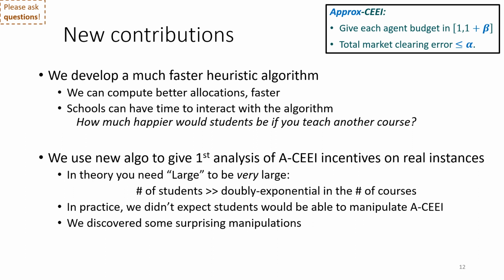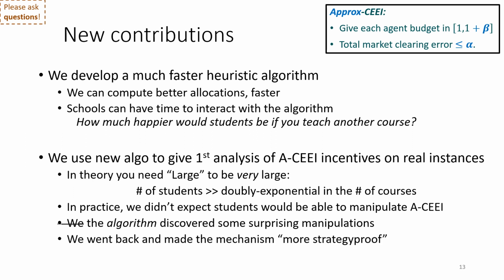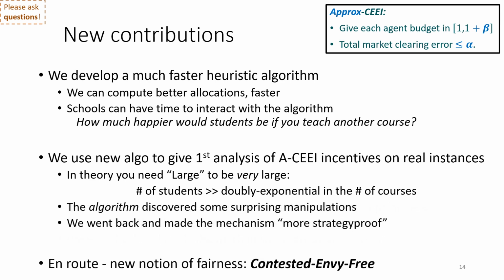Yet in practice, we didn't expect students would be able to manipulate A-CEEI. Surprisingly, however, we did discover some interesting yet simple manipulations in real instances. Actually, it's not us, but an algorithm that discovered these manipulations. We designed an algorithm to find possible manipulations and test them. We got some very interesting observations from them, and having these observations, we went back and made the mechanism more strategy-proof. During the process, we discovered a new notion of fairness. We name it contested envy-freeness.